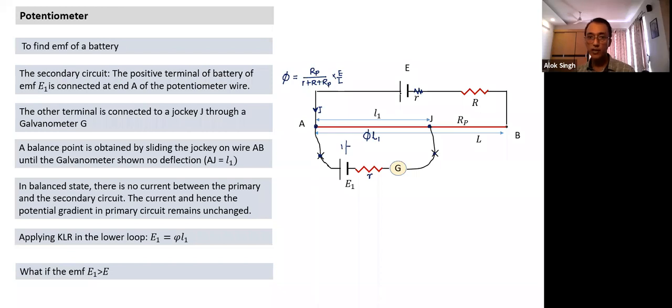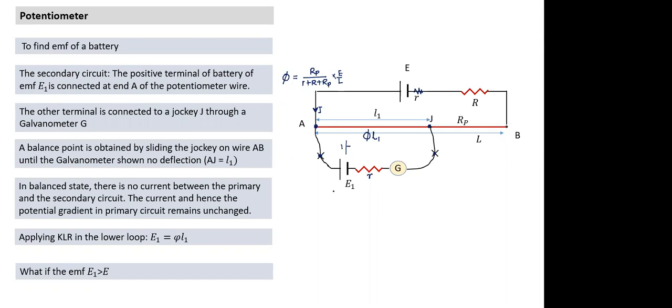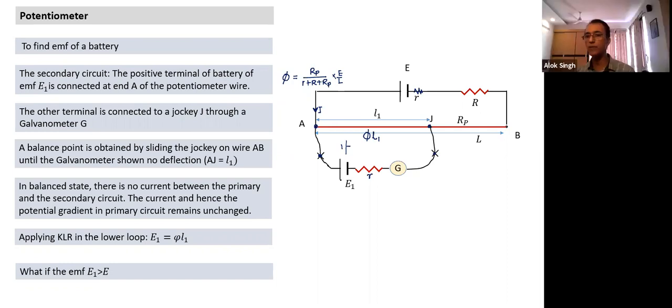If E1 is greater than E, the potential drop between A and B itself is less than E1. If the potential drop between A and B is less than E1, we will not be able to find the balancing point. When would it not be a balancing point? When E1 is greater than E. We have already seen what happens if we connect the other way around. If you connect like this also, there will not be any balance point.